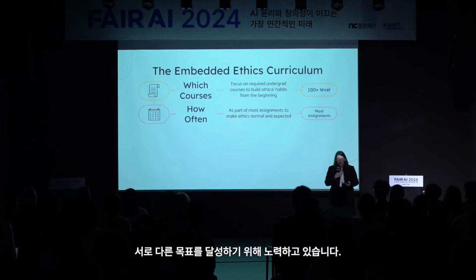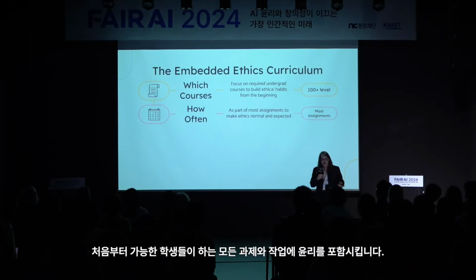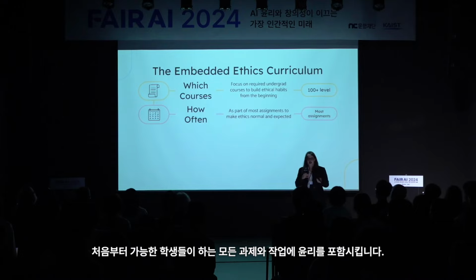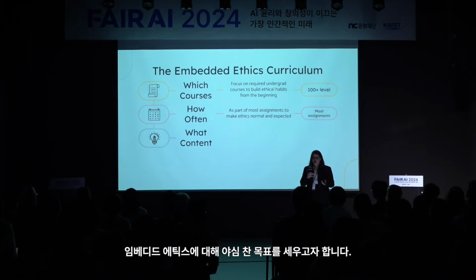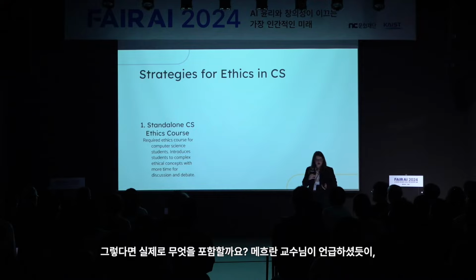Okay, so starting in the beginning and including ethics in as many assignments and things that the students do as possible. So we want to be ambitious with embedded ethics. So what do we actually include?